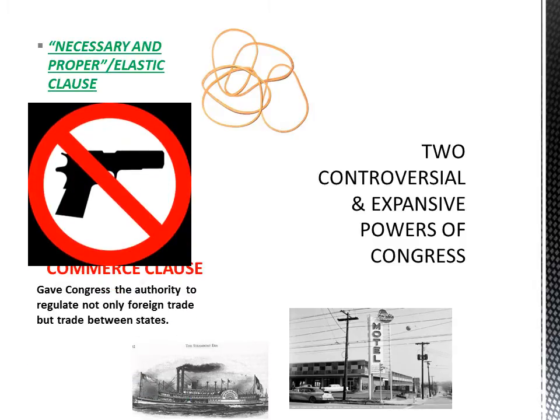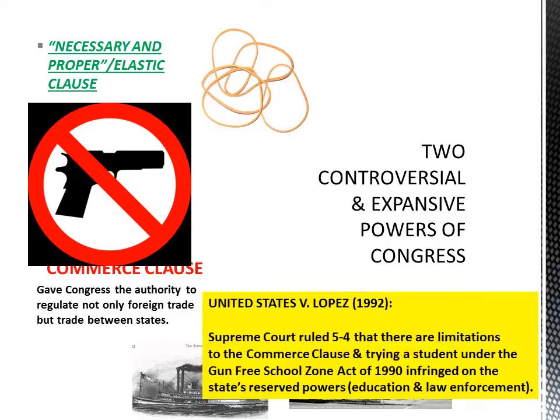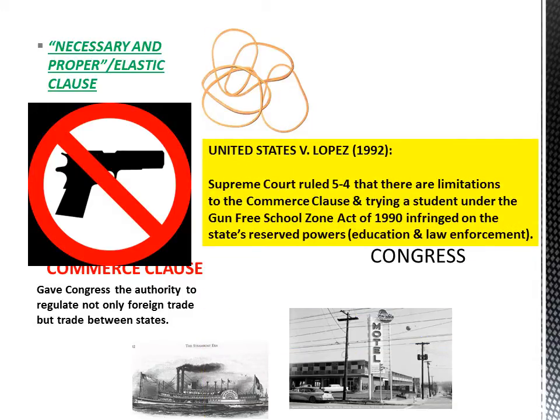The Supreme Court took on the case of the U.S. v. Lopez in 1992, in which a teenage student brought an unloaded handgun to school, was caught trying to exchange it for money, and then was tried by the federal government in violation of the Gun-Free School Act of 1990. It was determined by the Supreme Court in a 5-4 vote that limitations must be placed on the Commerce Clause, as trying a student under the Gun-Free School Act was actually overstepping the boundaries of the federal government in not allowing the state to enforce its own education and law policies.